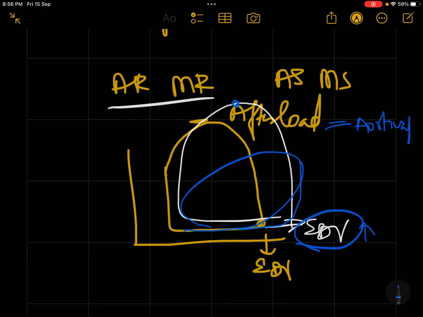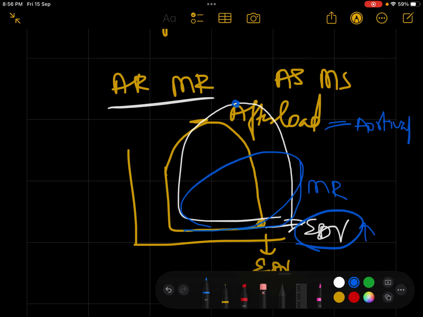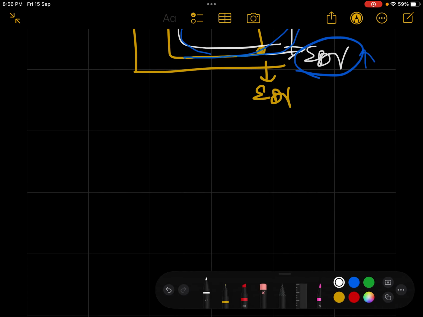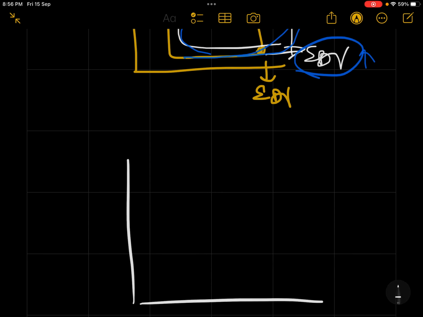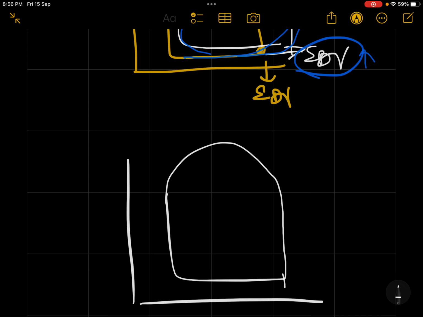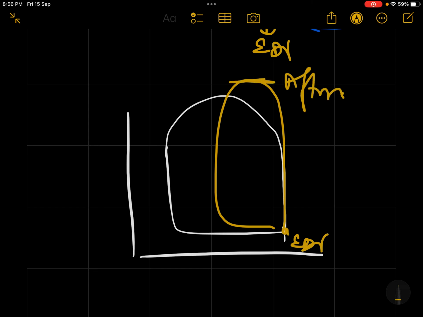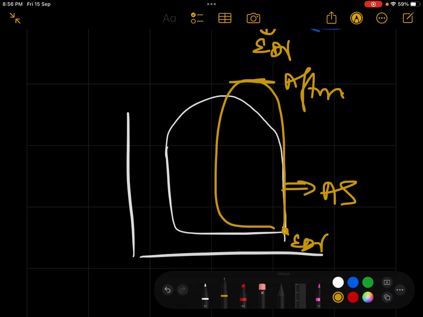So you have two graphs here, the blue one denoting MR and the white line denoting AR. You learned about regurgitant lesions. So stenotic lesions will have decreased end diastolic volume, or it may be maintained in some cases. That is, the graph might look like this with maintained end diastolic volume but increased afterload. Therefore it will be AS.